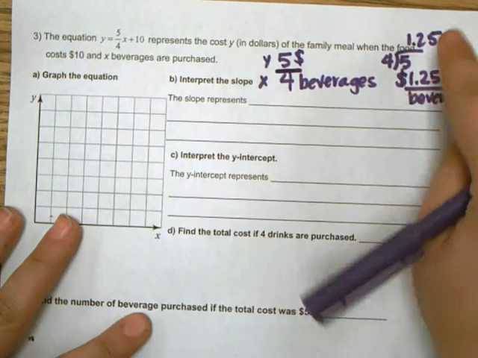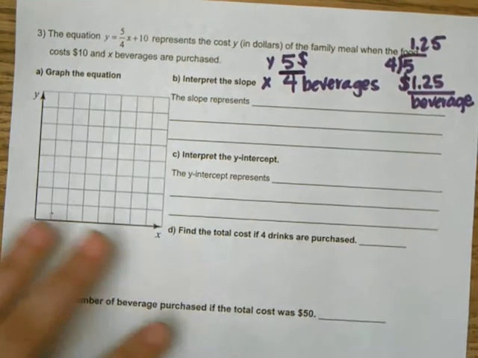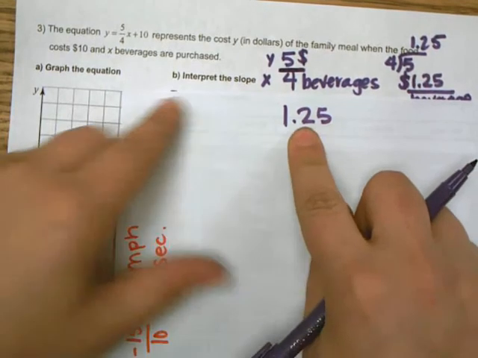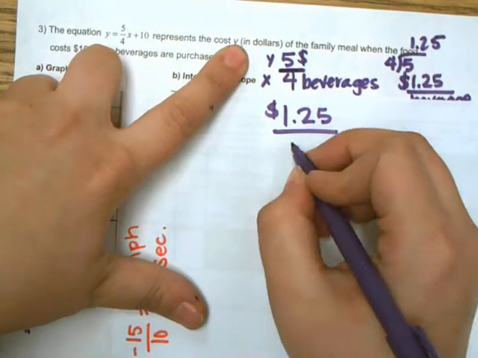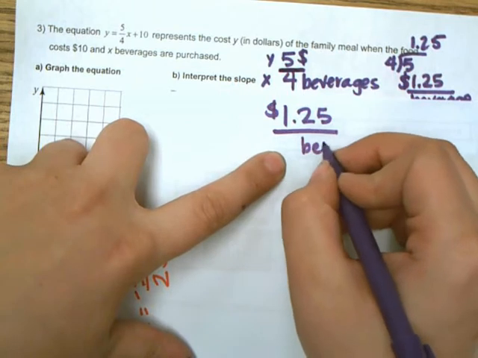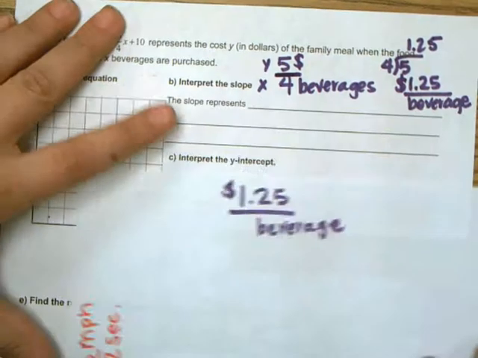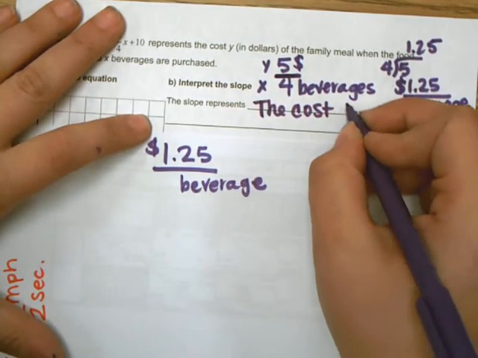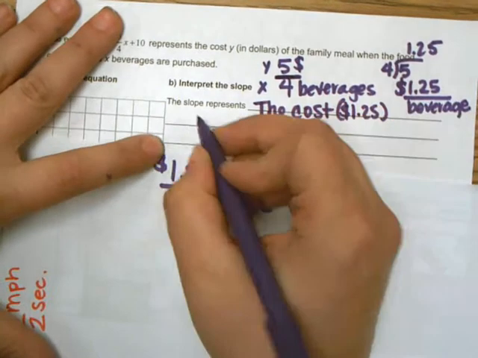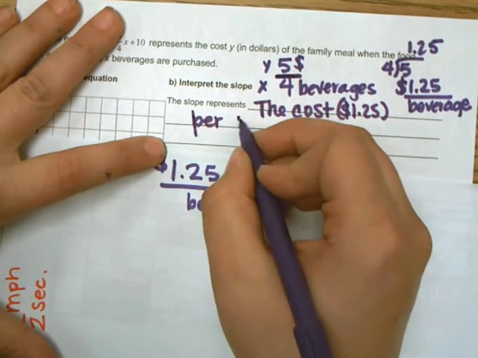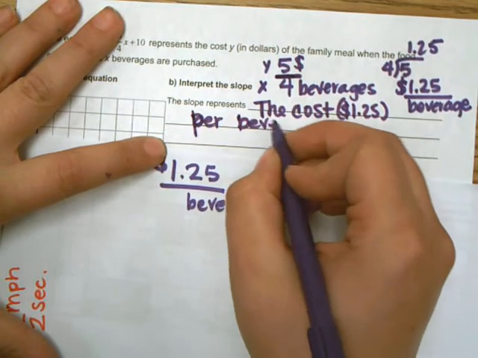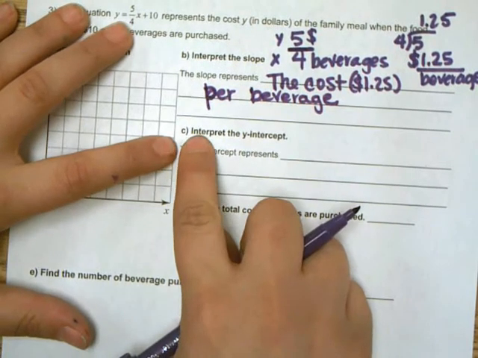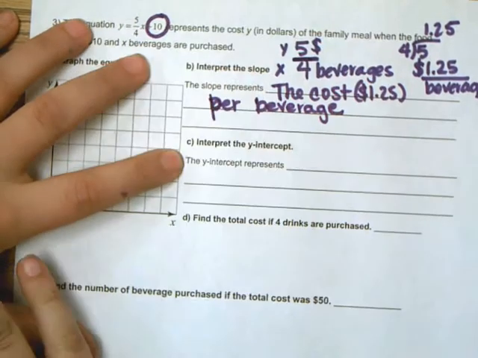So when I divide these, in one of our past chapters, we talked about finding the unit rate. And to find the unit rate, it's how much for just one. So that's what this fraction bar means, divide. So when you divide a fraction, you write it as a decimal, and this is telling us how much. Another way to write 5/4 is 1.25. So if we look, it's $1.25 per one drink, one beverage. So to explain the slope, we would say the slope represents the cost, $1.25, per beverage.